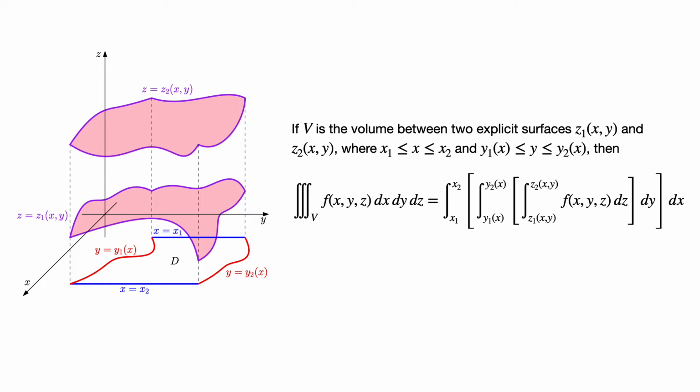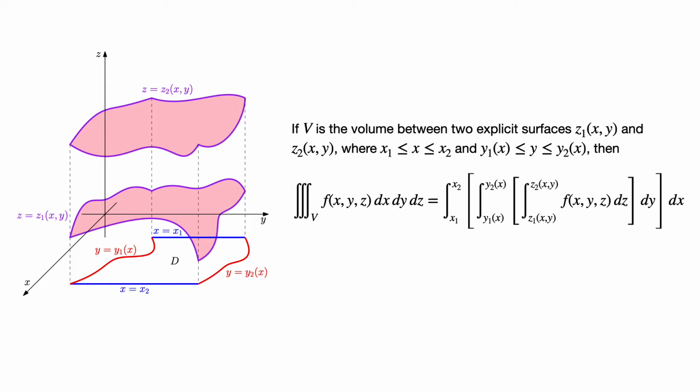z1 and z2 will be the limits of the innermost integral over z. Then we need the domain of the functions z1 and z2 in the xy plane. So we have to find functions y equals y1 of x and y equals y2 of x that are the lower and upper bounds for the y values, and use these as the limits on the integral over y. Finally, we need the lower and upper values of x for the limits on the x integral.